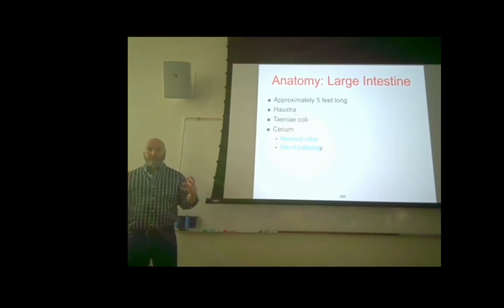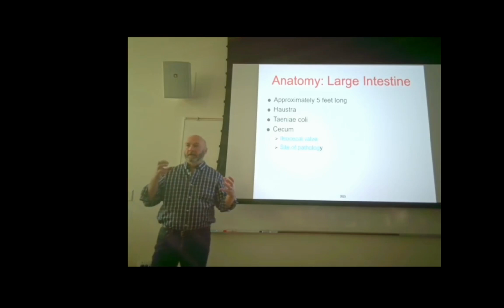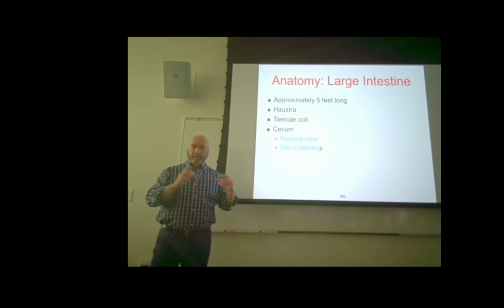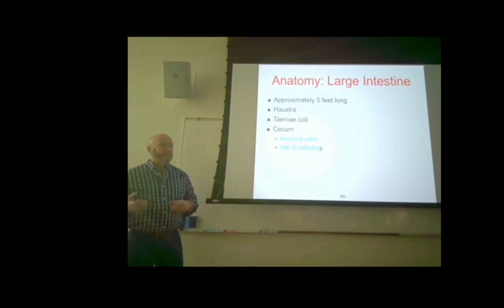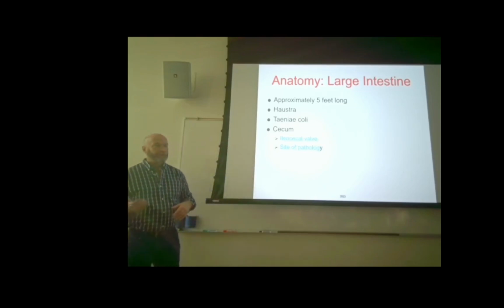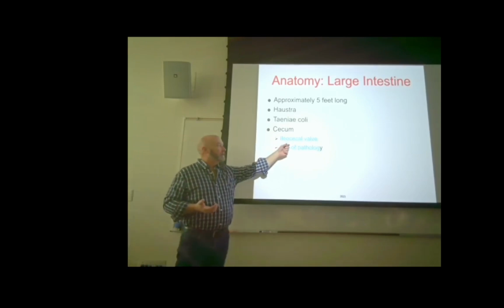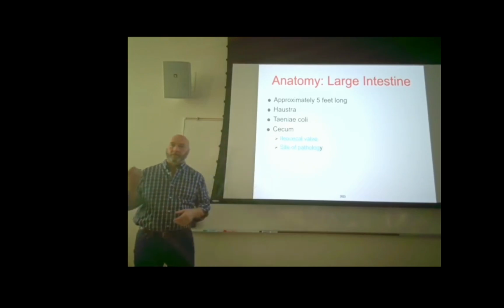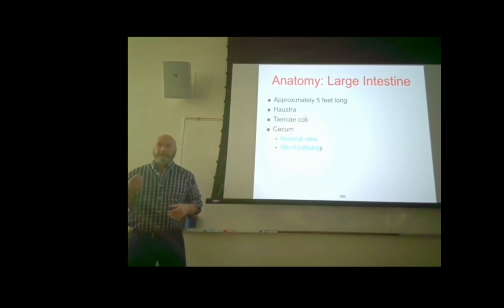Okay, so the characteristic look of the colon, the large intestine, is that it's going to have these big pouches as opposed to that feathery appearance of the small intestine. So the cecum is the first portion of the colon, or the first portion of the large intestine. It's where the ileocecal valve lies, and hanging off of the bottom of the cecum is going to be your appendix.